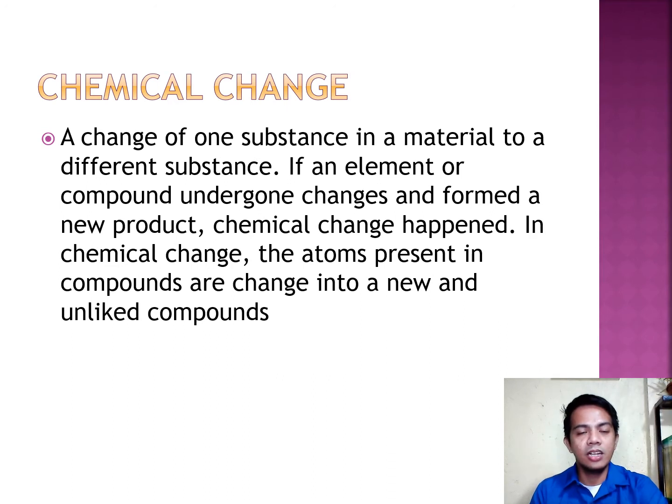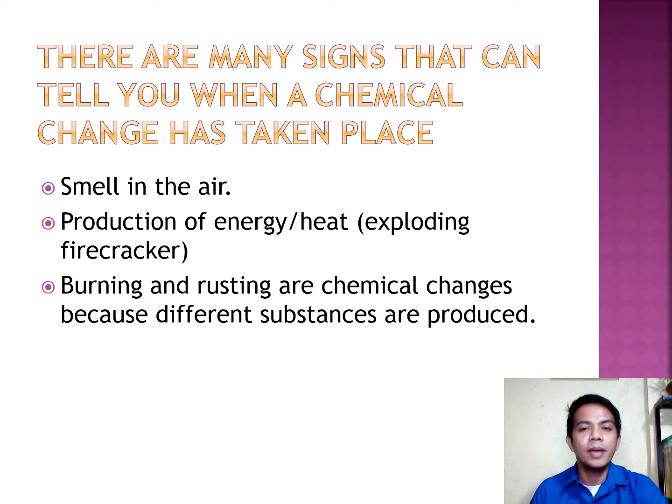Chemical change is a change of one substance in a material to a different substance. If an element or compound undergoes changes and forms a new product, a chemical change happens. In chemical change, the atoms present in compounds are changed into new and unlike compounds. There are many signs that can tell you when a chemical change has taken place. One is a smell in the air, production of energy, and burning and rusting are chemical changes because different substances are produced.